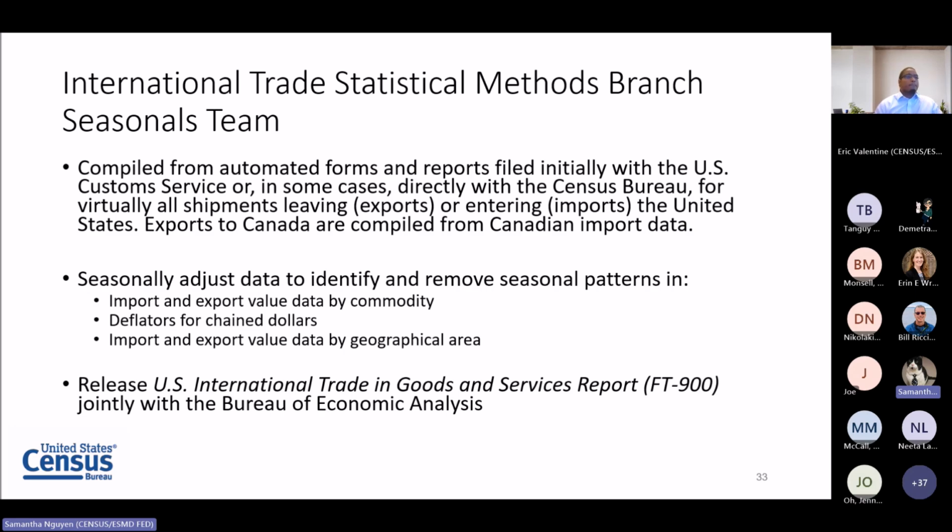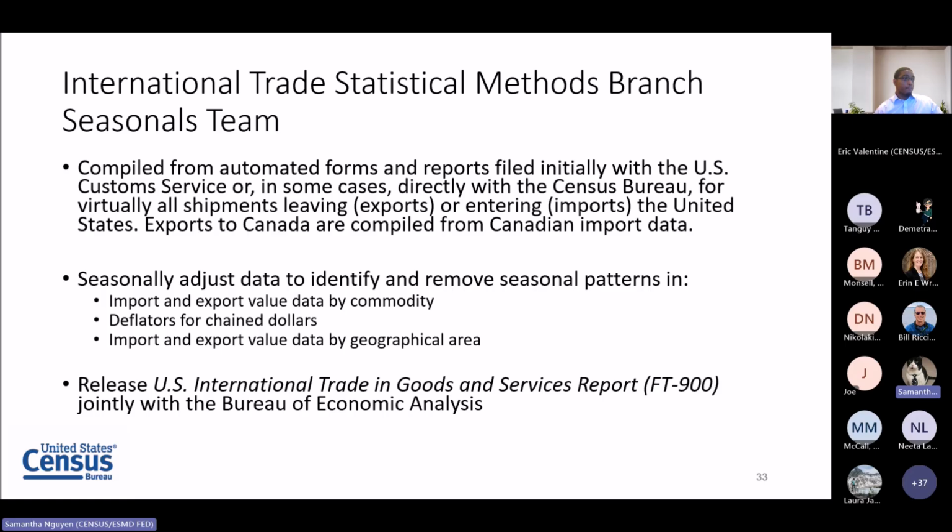After this data is collected, we seasonally adjust the data to identify and remove seasonal patterns in import and export value data by commodity, deflator for chained dollars, and import and export value data by geographical area. Once we have seasonally adjusted the data and produced the seasonal factors, we will release the U.S. International Trade in Goods and Services Report, or the FT900, jointly with the Bureau of Economic Analysis.